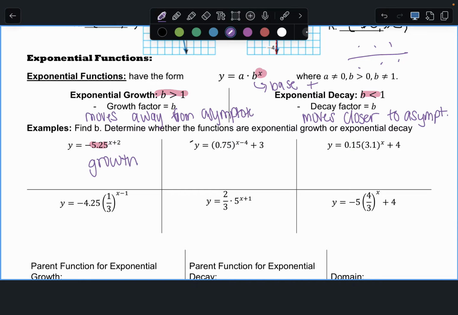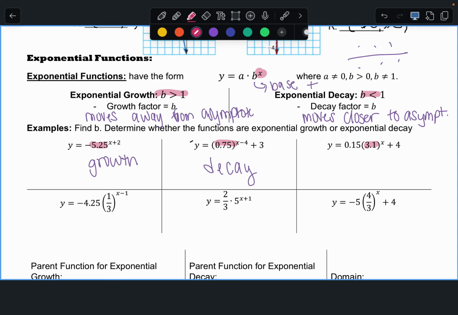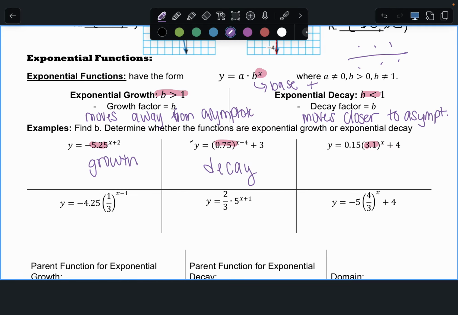Next one, and again, we might not just have an x in the exponent. There might be some other things going on. But what number is being raised to a power in this next one? 0.75. Less than 1 or greater than 1? Less. Growth or decay? Decay, because it's less than 1. Next one, we're getting an a value in there, but what number is being raised to a power? 3.1. That's greater than 1, so it's growth.